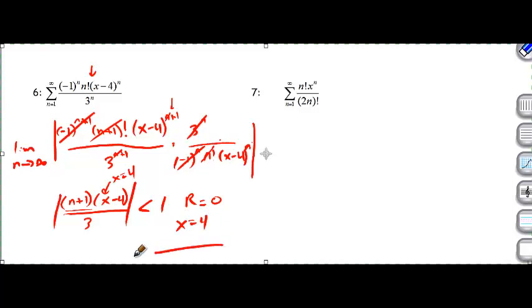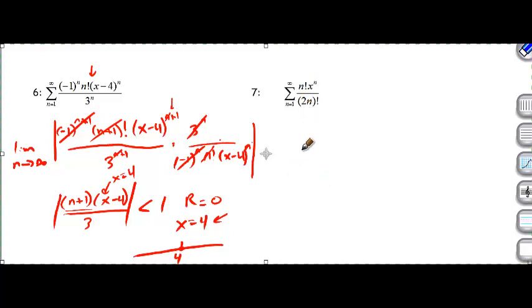So this is the point where, if you're looking at the number line, you've got 4 on the number line, and it's just 4. So it's not from something to something else. The radius is 0, and the interval of convergence is just x equals 4, not 3 to 5, just 4 itself. All right, so let's try that same trick with this next one.